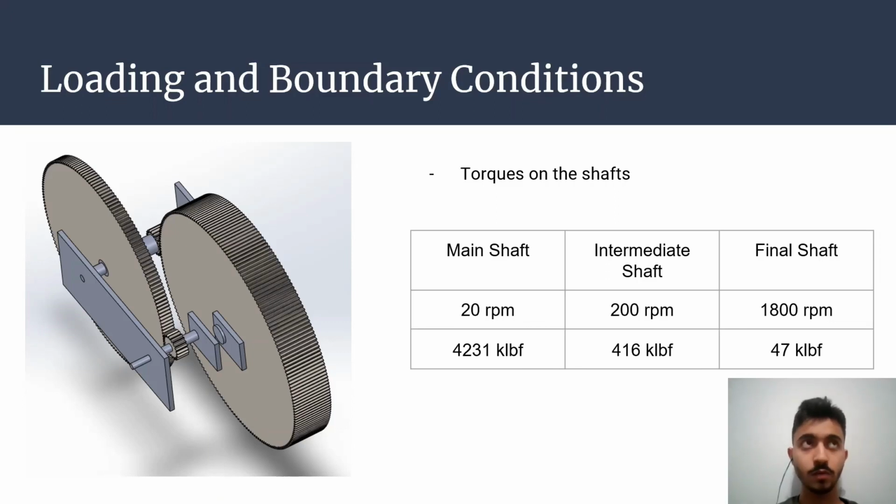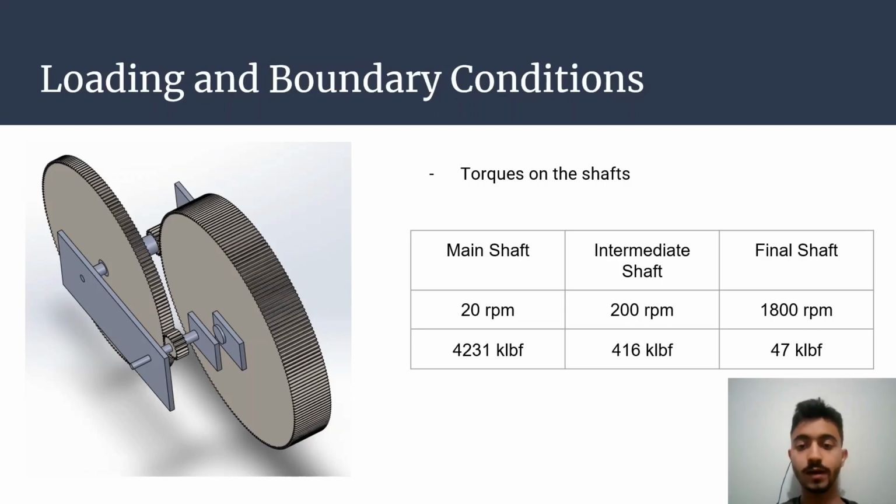For the loading and boundary conditions, we start with the torques on each shaft. The main shaft, which rotates at 20 RPM, has been found to have a torque of 4,231 kilo-pound-force. The formula to calculate the torques is H equals T times omega, where omega is in radians per second, H is the power in watts, and T is the torque.